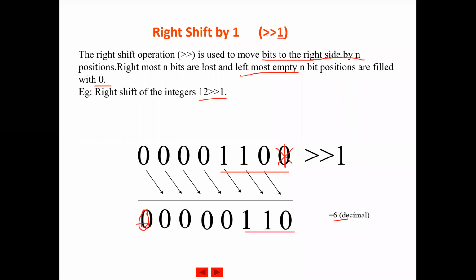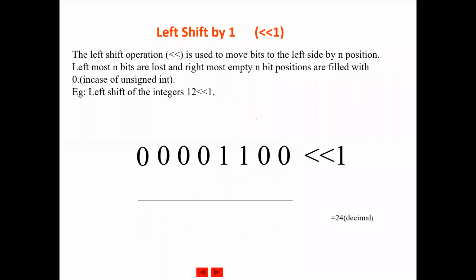So you can write the definition for right shift: moving the bits to the right side by n. I am showing the example with the shifting, right shift by 1. You can perform right shift by 2, 3. I'll give you examples to solve with this. I'll send you the questions.